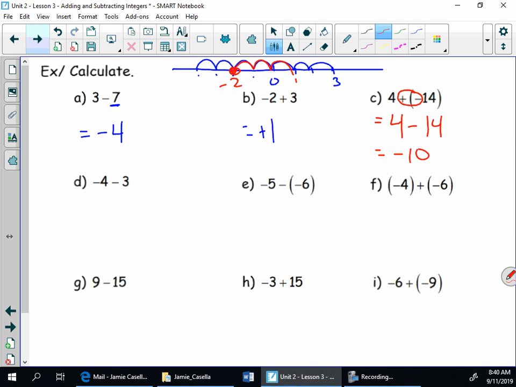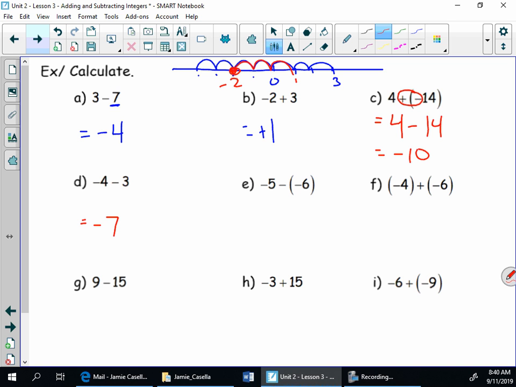Now, just to point out, if you already have a way that works for you with integers and you do it differently in your brain, I'm totally fine with that. As long as you get the right answer, it's no big deal. Okay. Let's take a look at D. Negative 4 and negative 3. They're all negatives. Well, we said before, if they're all the same kind of sign, we're just going to collect them up. 4 and 3 make 7, and they happen to all be negative, so we get a big old negative answer.